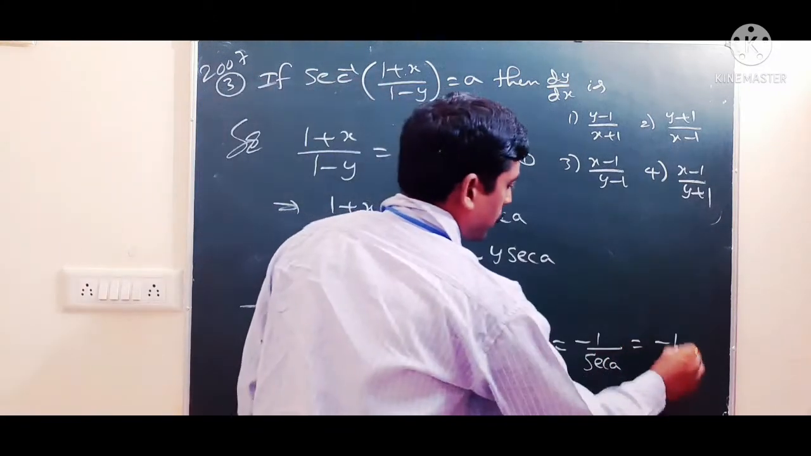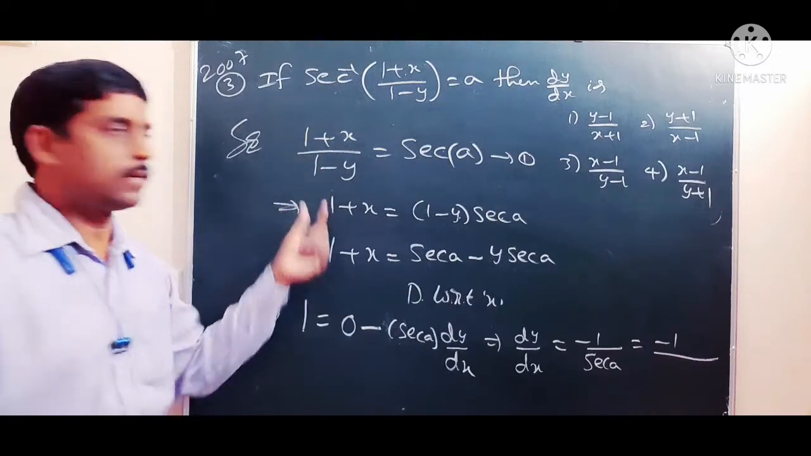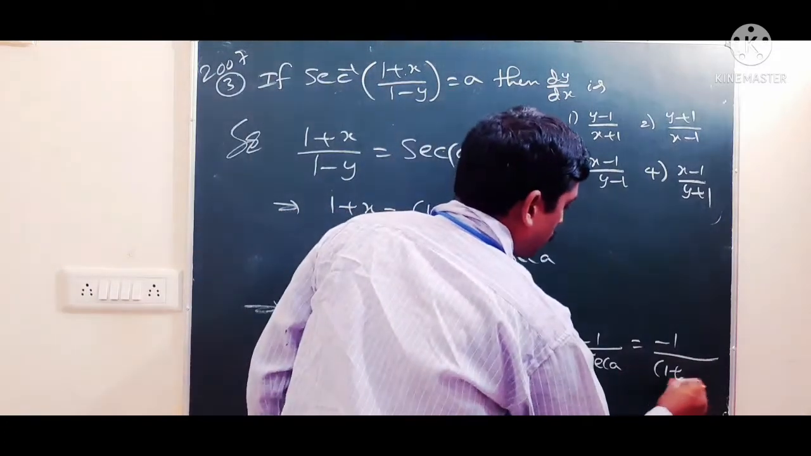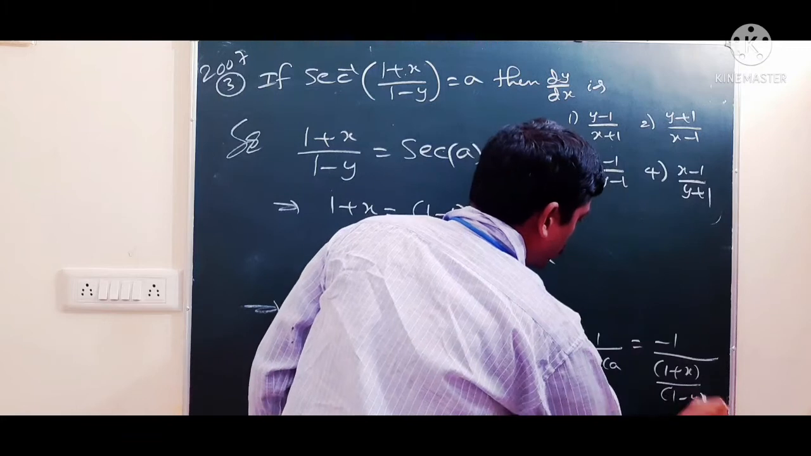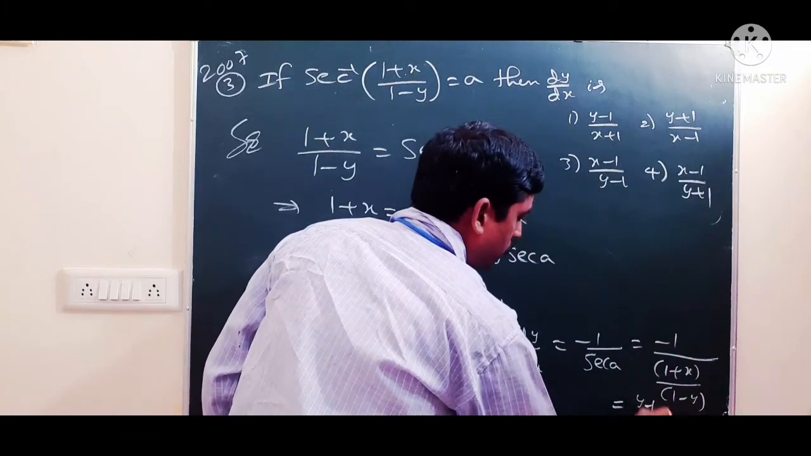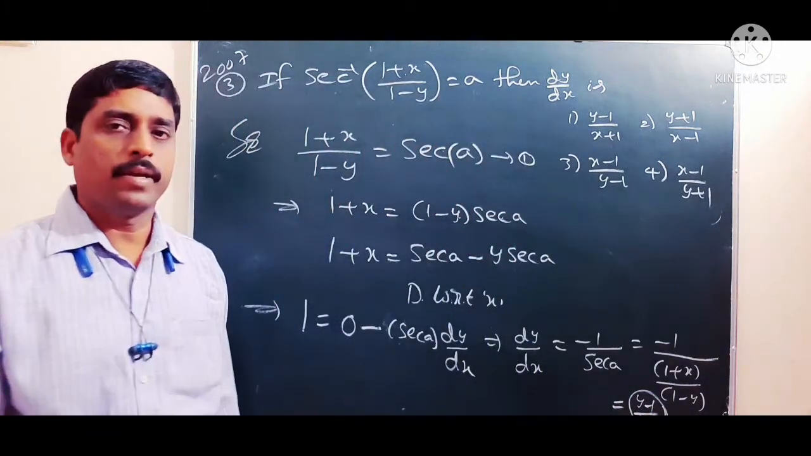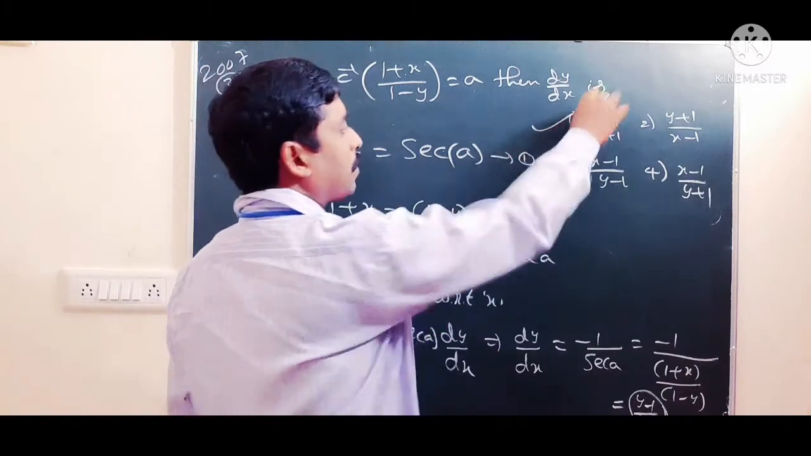So minus 1 by secant a. What is the secant a? Secant a value is 1 plus x by 1 minus y. Substituting 1 plus x by 1 minus y, this will be minus 1 into 1 minus y by x plus 1, that is y minus 1 by x plus 1. So option 1 correct.